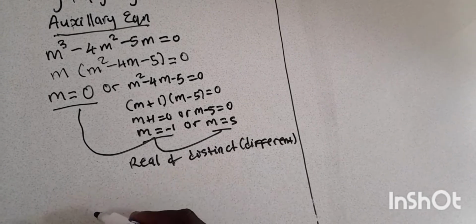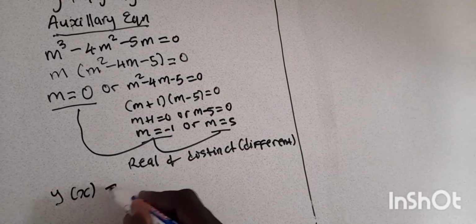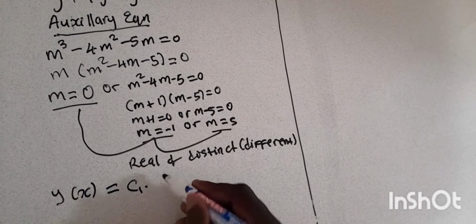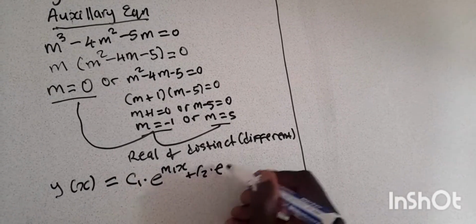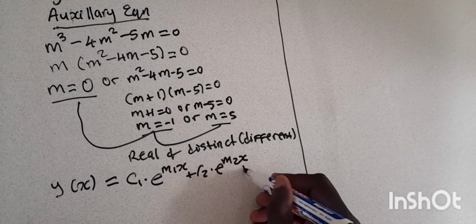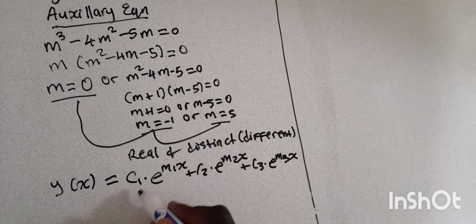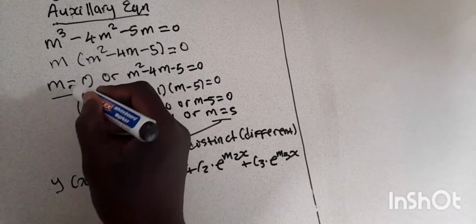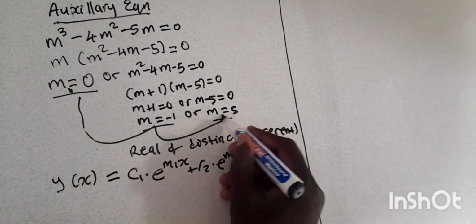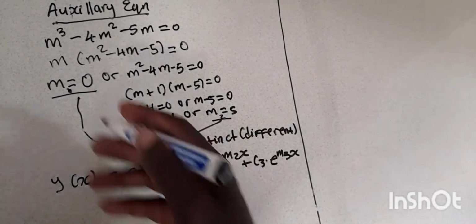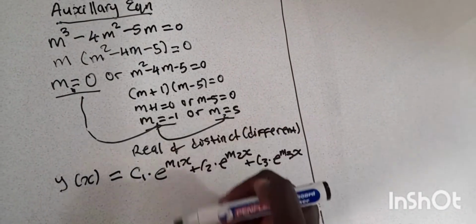So the general solution that we want is of the form y of x equals c1 times e to the power of m1x plus c2 times e to the power of m2x plus c3 times e to the power of m3x. We're giving them names: m1 is 0, m2 is 5, and m3 is minus 1.